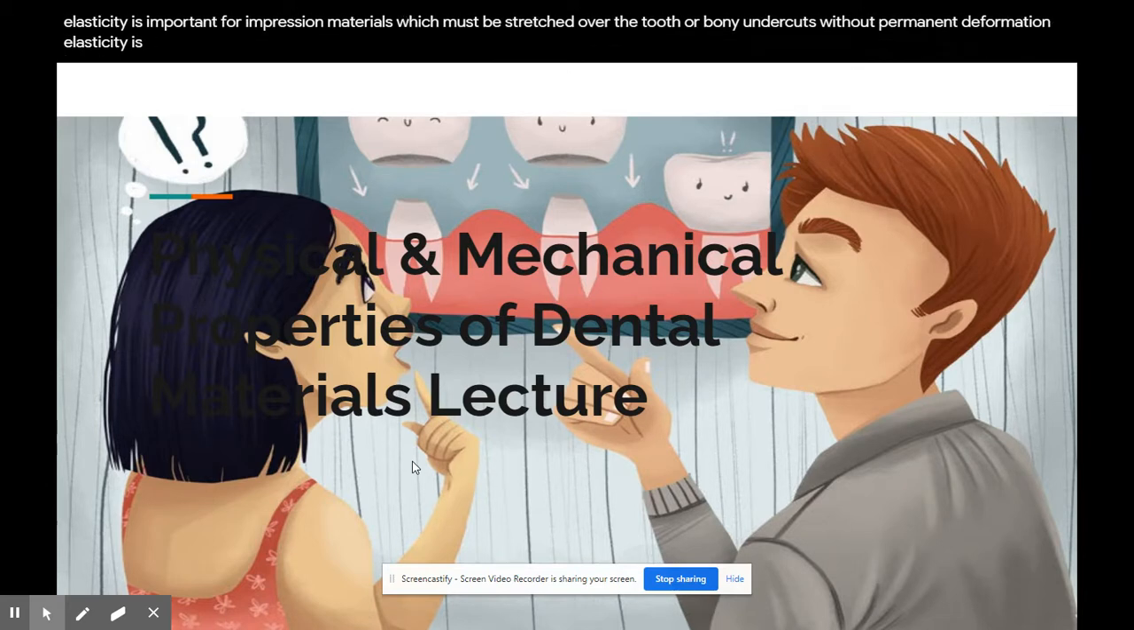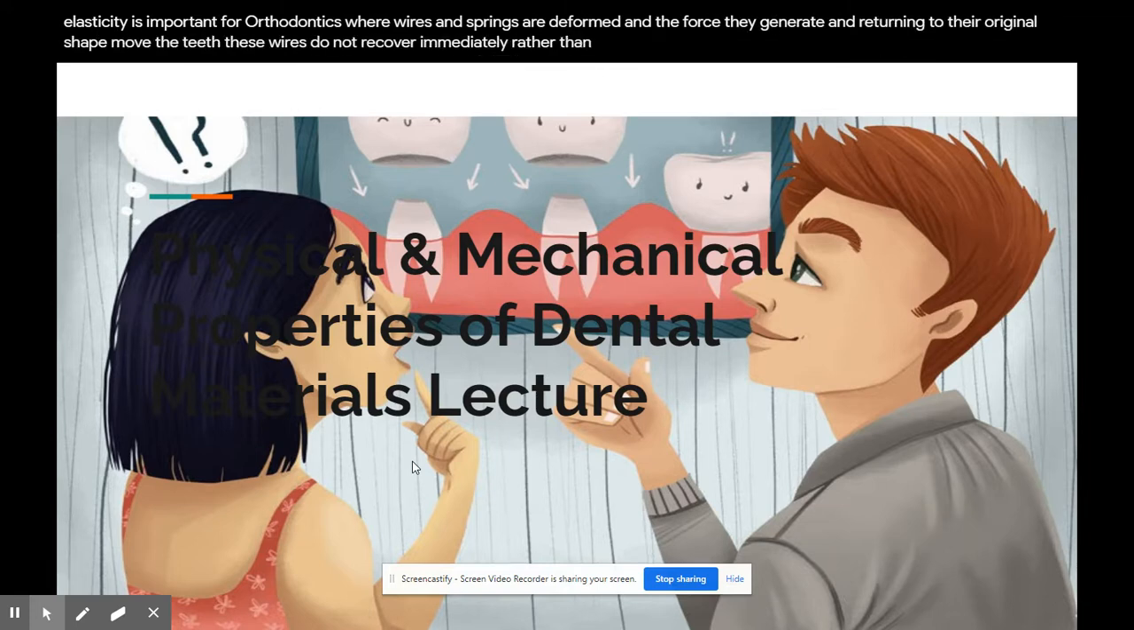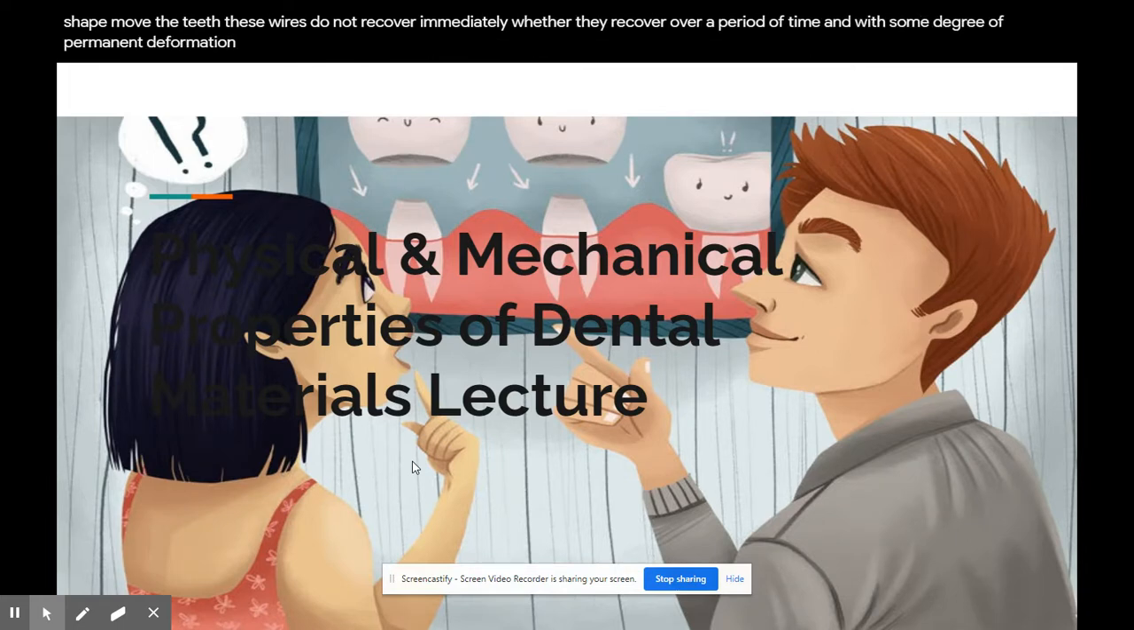Elasticity is important for orthodontics, where wires and springs are deformed and the force they generate in returning to their original shape moves the teeth. These wires do not recover immediately. Rather, they recover over a period of time and with some degree of permanent deformation. This slow progressive recovery is important in the controlled movement of teeth.